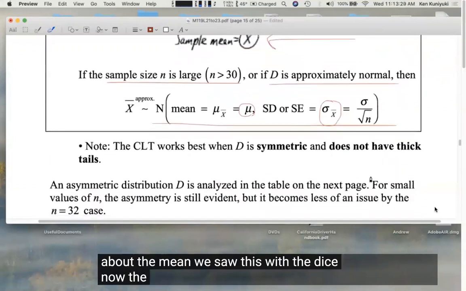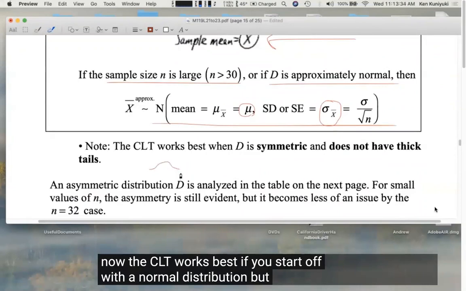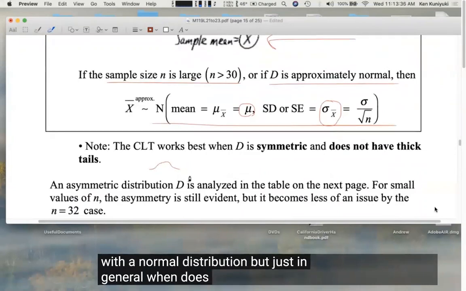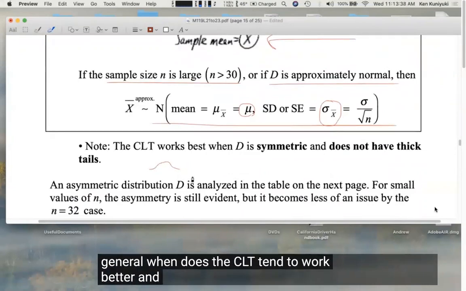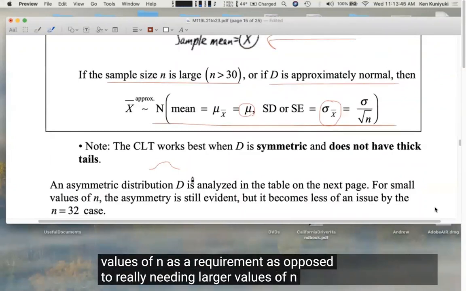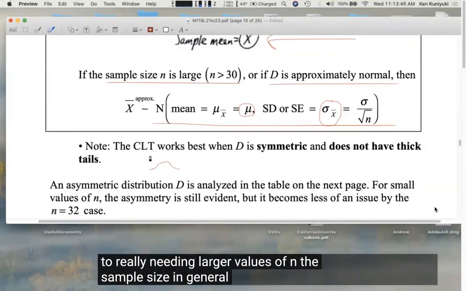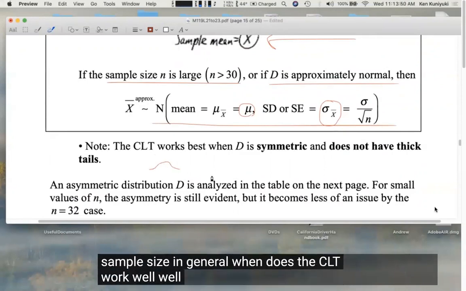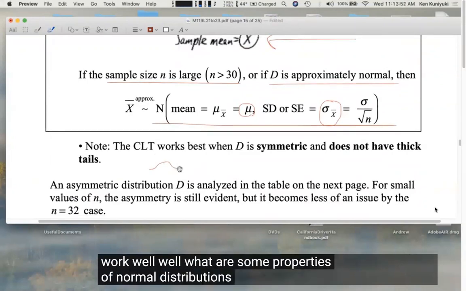Now, the CLT works best if you start off with a normal distribution. But in general, when does the CLT tend to work better? And when do we need maybe smaller values of n, as opposed to really needing larger values of n, the sample size? In general, when does the CLT work well? Well, what are some properties of normal distributions?